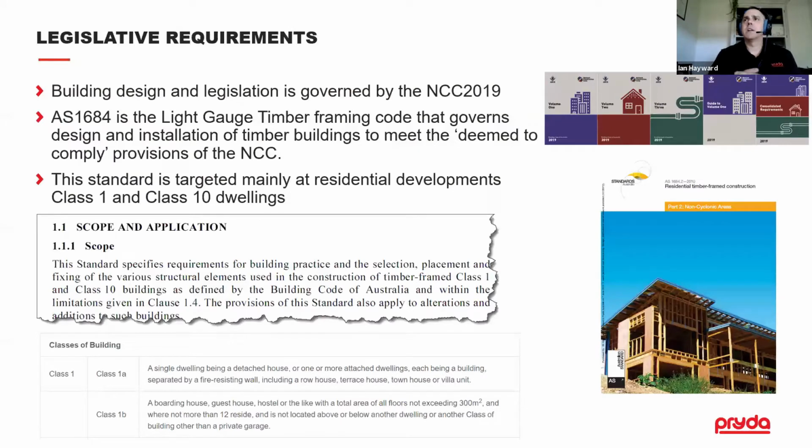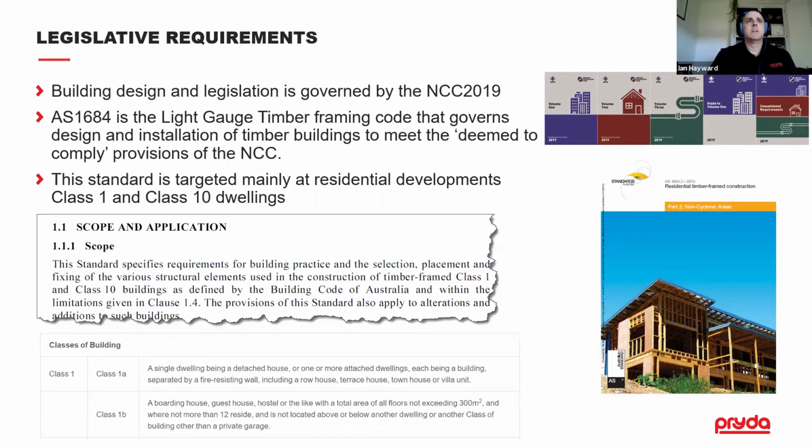So if we look at the legislative requirements, the legislation for bracing design is governed by the NCC 2019, and that calls up as part of its remit the AS 1684, which is a deemed to comply component of the NCC. Essentially what that means is, if you follow the prescriptive nature of the 1684, then you automatically get building compliance by following those provisions.